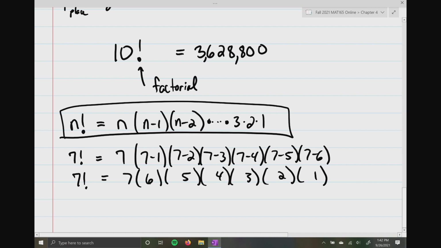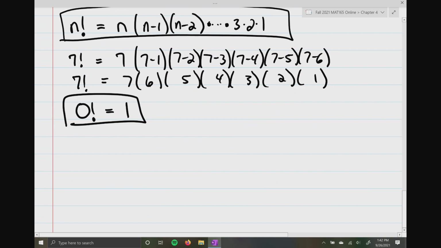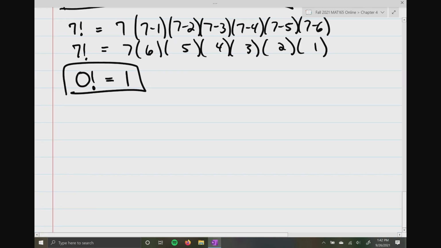Now, there is one special factorial. 0 factorial equals 1. And I can show you why it equals 1 just by doing a little bit of work. This is not a rigorous math proof, but it's good enough for us right now. So here's what we know. We know 0 factorial.